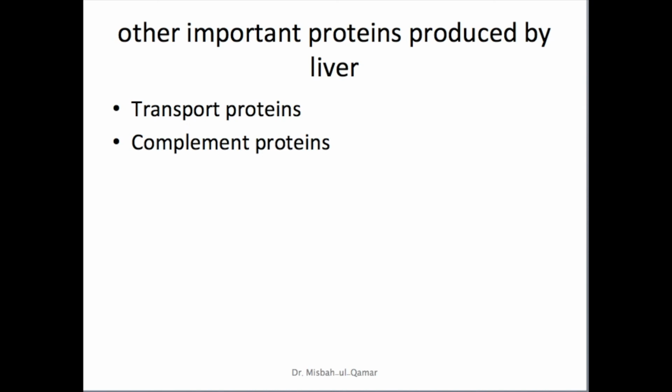Other important proteins produced by the liver are the transport and the complement proteins. Transport proteins are transferrin, haptoglobin, and ceruloplasmin, while the complement proteins are C-reactive protein, serum amyloid A, and alpha 1 acid glycoprotein.